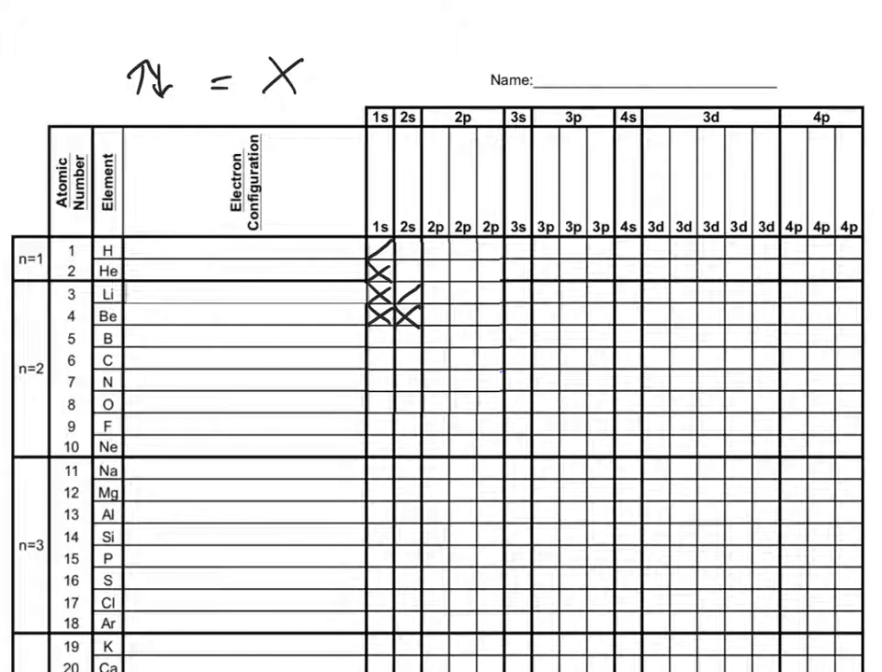Now we've gotten to the 2p orbital, which has actually 3 boxes, and so you can see across the top the 2p is bigger because it is made up of 3 parts. So boron's got 5 electrons, 1, 2, 3, 4, 5. But this is where Hund's rule comes into play, where we're going to put 1 in each of the 2p boxes before doubling up any. So carbon has 6, 5, 6, and nitrogen has 7, 1, 2, 3, 4, 5, 6, 7.